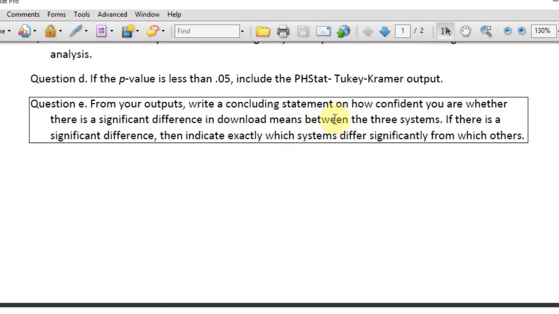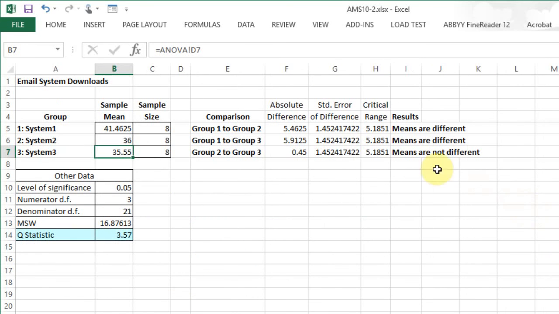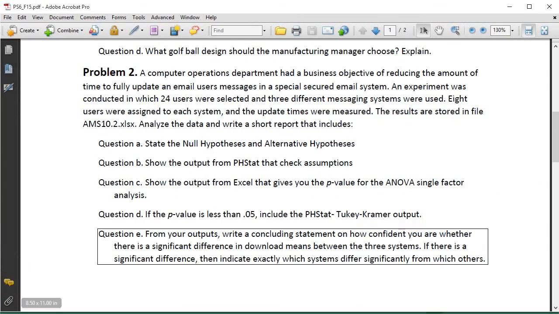And there's a difference, and if there is a difference, we want to know exactly which ones. And to find exactly which ones, we go to Tukey-Kramer, and we see there's a significant difference between the first two groups. There's a significant difference between the first group and the third group, but the second and the third group, there is not. We could not show that there was any difference. So that's the answer to problem 2.